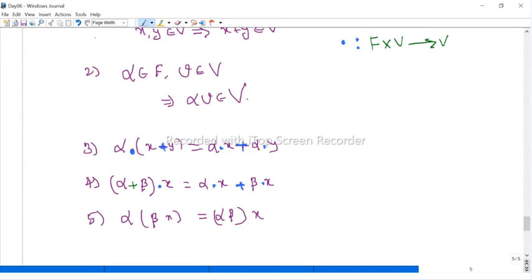So that means what? What is the operation between these? Between this beta and x is a scalar multiplication. Again, for this one is scalar multiplication. Once you multiply beta with x, we get a vector. Therefore, this is a scalar multiplication.